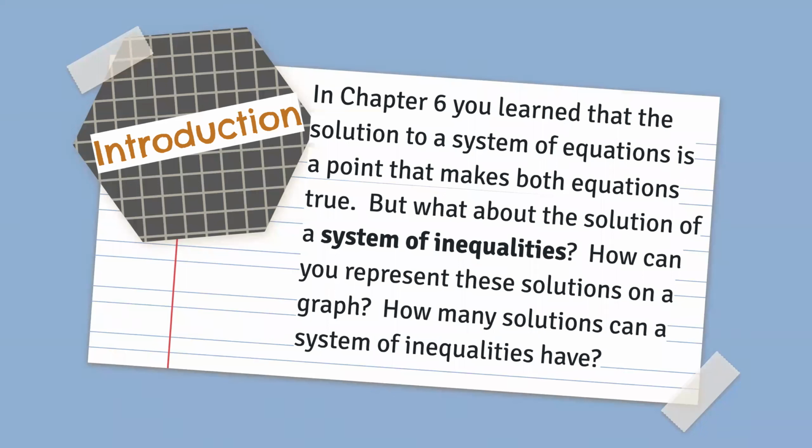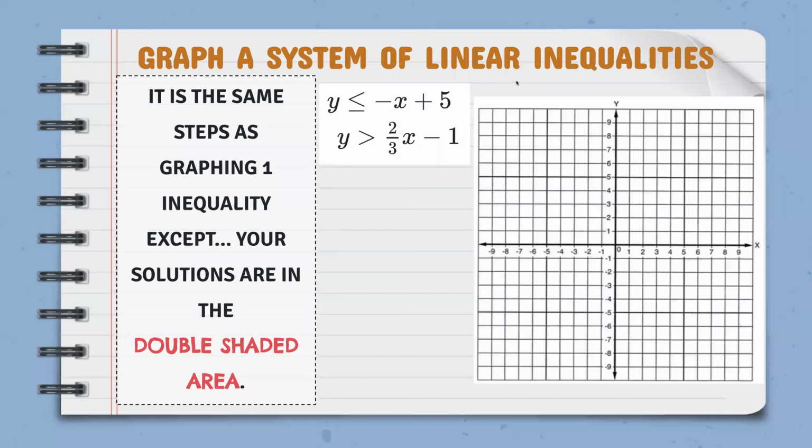But what about the solution of a system of inequalities? How can you represent these solutions on a graph? How many solutions can a system of inequalities have? That's what we're going to be looking at. Now, here's the really exciting part. It is the same exact process of graphing just one inequality, except your solutions are in the double shaded area. So let's get right into it.